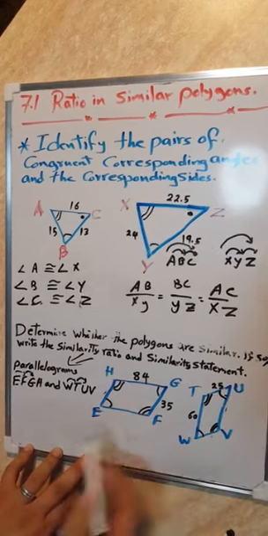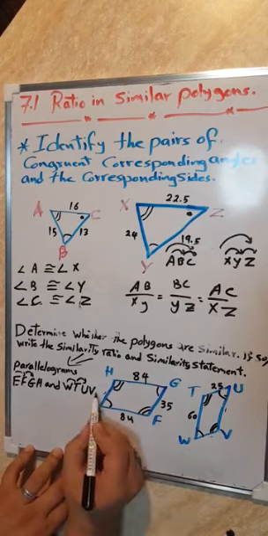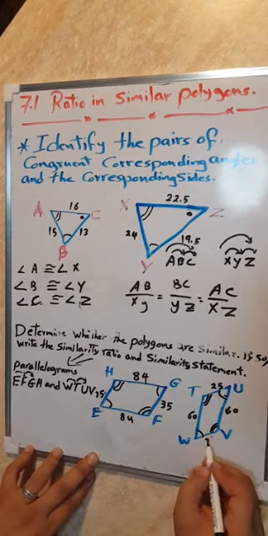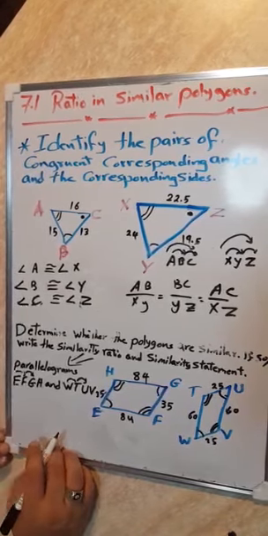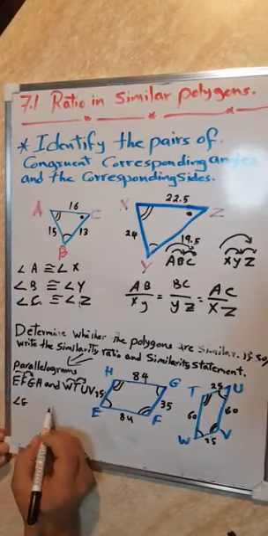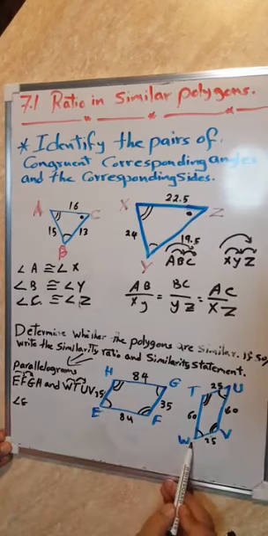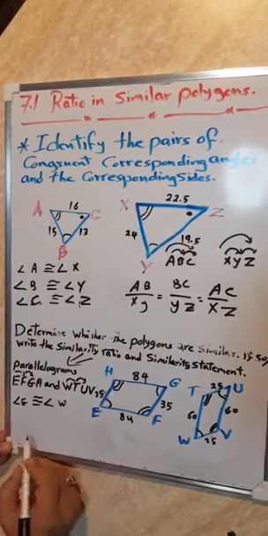Also, the opposite sides are congruent, equal. So this is 84, this is 35, 60, and this is 25. Let's write here the corresponding angles. Angle E and angle W. E and W, yes, they are the same. So angle E is congruent to angle W.